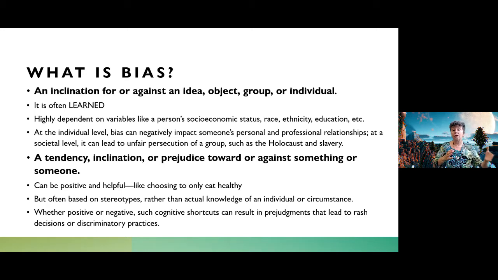At an individual level, if someone or something is biased against you, that can negatively impact your personal relationships, your professional relationships. At a society level, bias can lead to unfair persecution and even slavery and the Holocaust. Those are examples of one group having power being biased against another group and leading to huge societal impacts, okay?